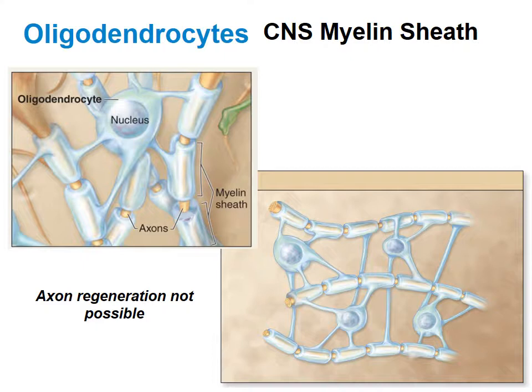Oligodendrocytes form the myelin sheath in the CNS. Notice that the cell body of the oligodendrocyte lies between neurons, and their extensions will wrap around many different neurons at once. Myelin sheath is an insulation tissue that helps action potentials move faster across the neuron. More about that later.